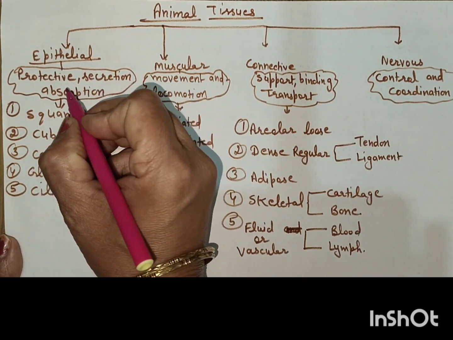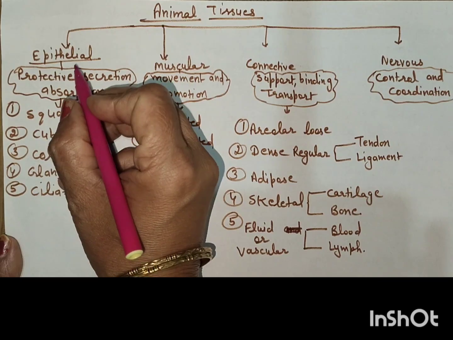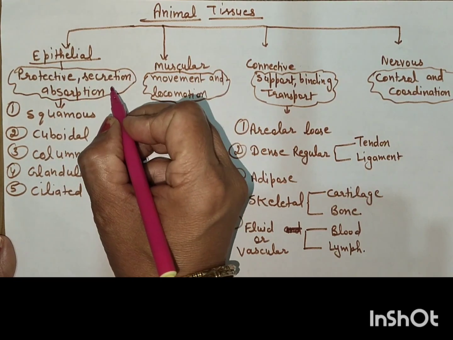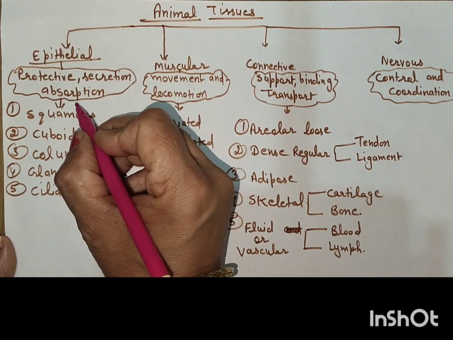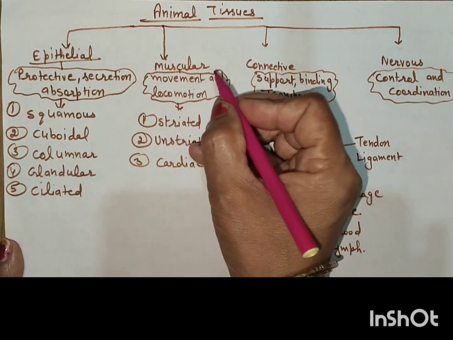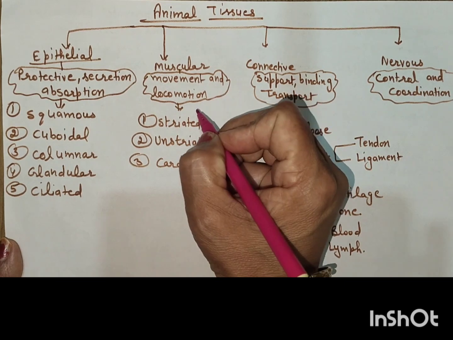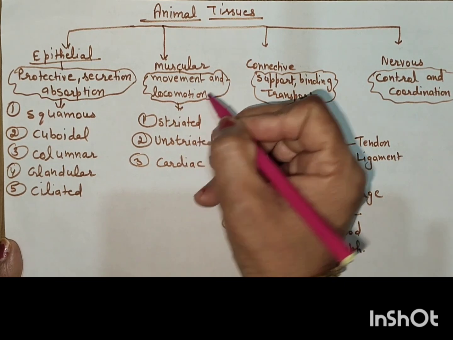Epithelial tissue. It is protective in nature. It protects the internal body organs and also helps in secretion and absorption. Muscular tissue. Muscular tissue helps in the movement and locomotion of the body.